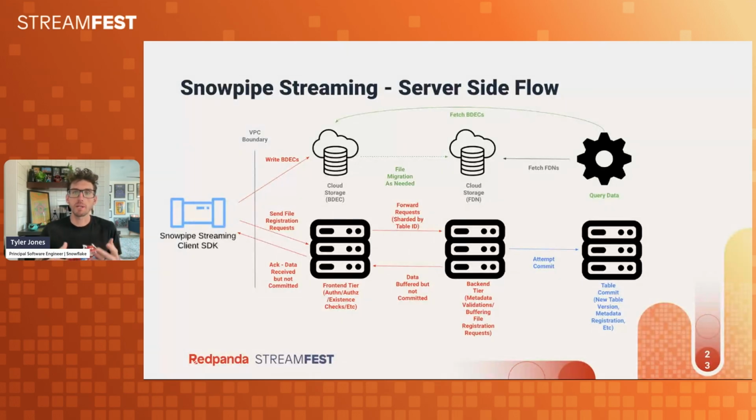File migration may take place as needed and convert it to Snowflake's own internal format if it's a Snowflake native table. But you could certainly have the case where you have a mix of FDN files and BDEC files, and you could query both. They would both be part of your query plan. And for these situations, we refer to the table as a mixed table because it's made up of multiple different file formats.